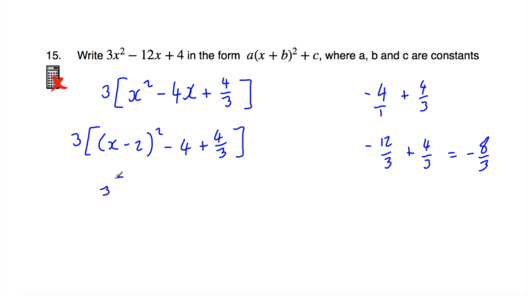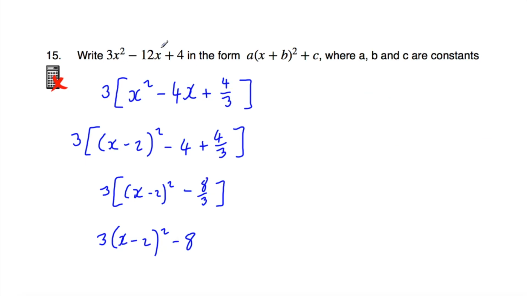So that'll be 3 square brackets, curly brackets, x minus 2, close brackets squared, and then minus 8 thirds, and then close our square brackets. And now we just need to multiply everything by 3, so that'll be 3 bracket x minus 2, close bracket squared, and then we've got minus 8 thirds times 3. Well, we're dividing by 3, we're timesing by 3, so that'll just be minus 8. And that's it. So we've written this quadratic in the form a bracket x plus b, close bracket squared, plus c, where a, b, and c are constants. So a would be 3, b would be minus 2, and c would be minus 8. And that's it.